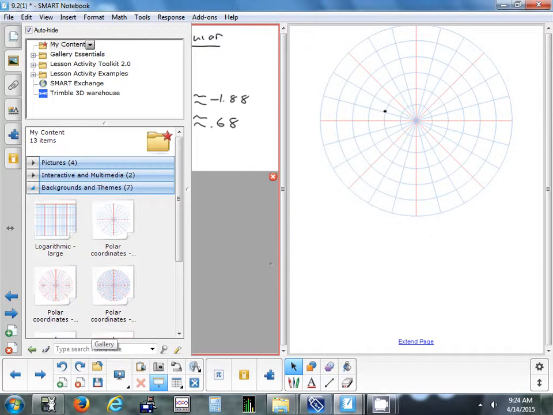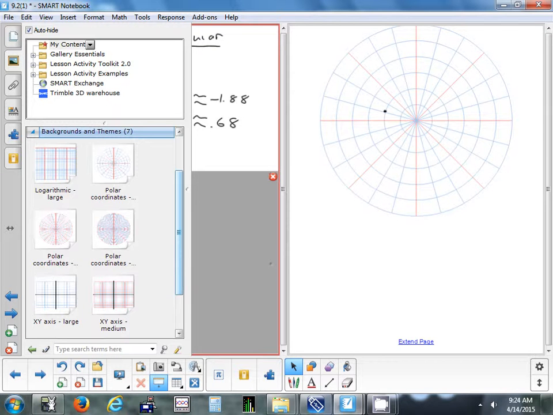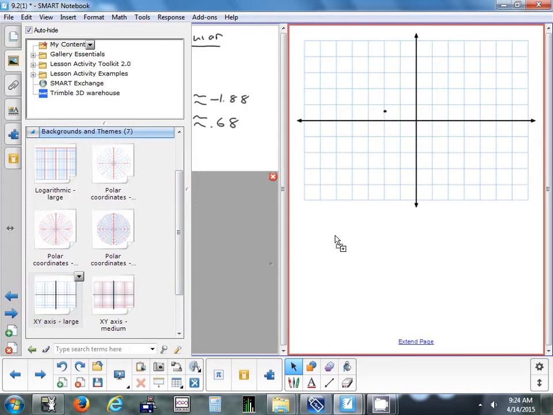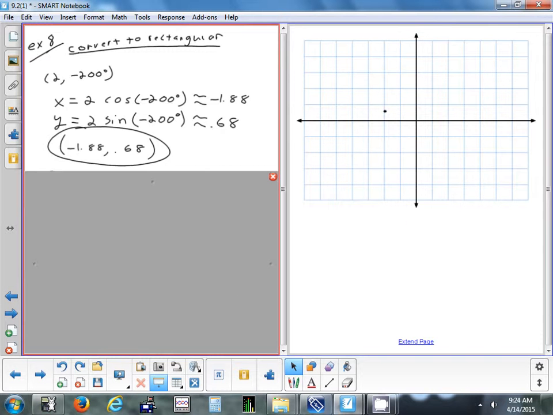Okay, I have to use the XY axis that has the same scale as that. So I think it's this one. Okay, so let's check. So negative 1.88, just a little bit before 2, and then up 0.68, that's up a little bit more than half. So it looks pretty good. So that's exactly where the point should have ended up.